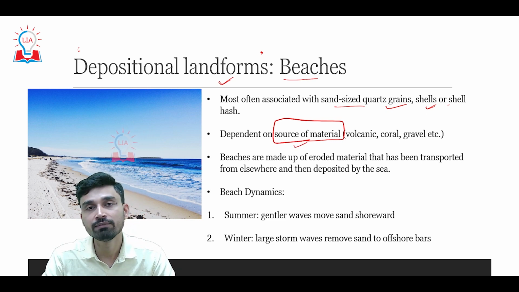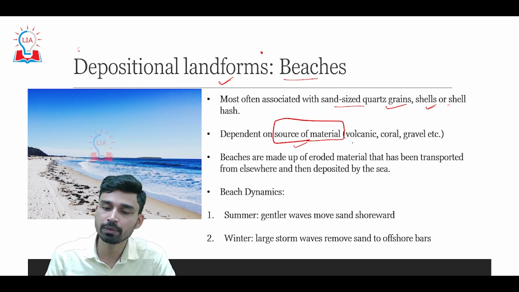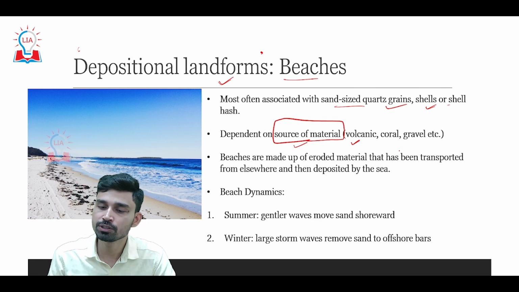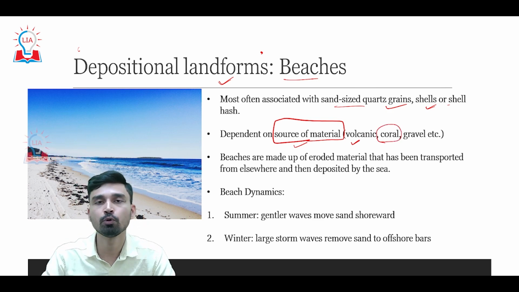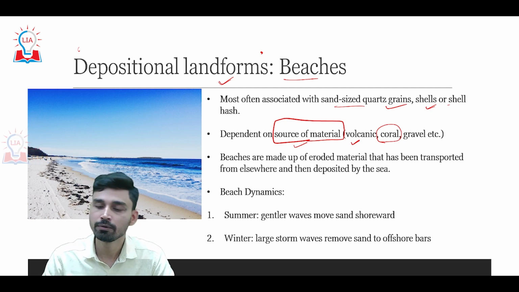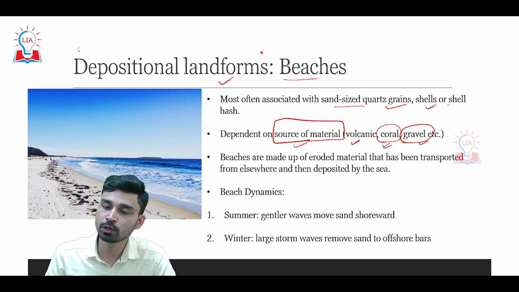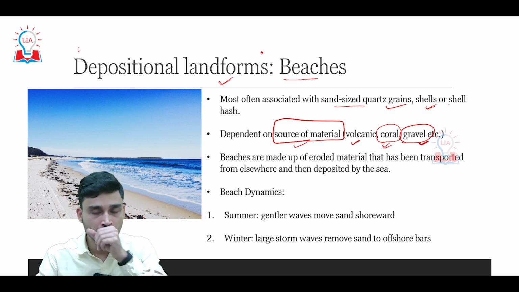For example, if the erosion and further deposition is happening from volcanic rock, we can have rocky beaches. If it is happening due to deposition and the erosion of coral reefs, we can see the development of coral beaches. And also we can have gravelly beaches if large to small pieces of stones and rocks are getting accumulated near the coastal areas.